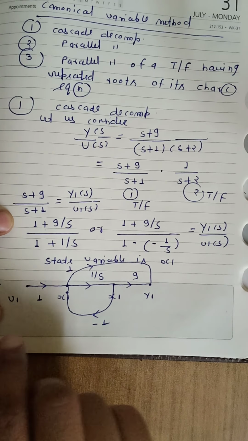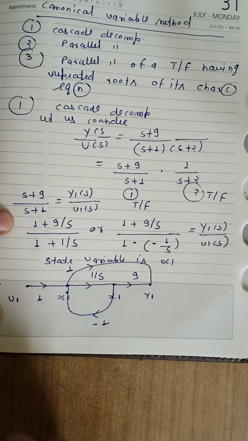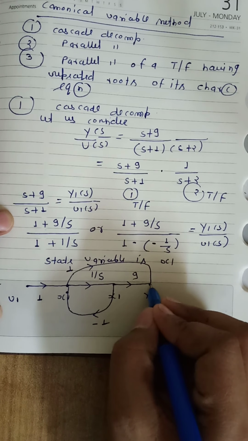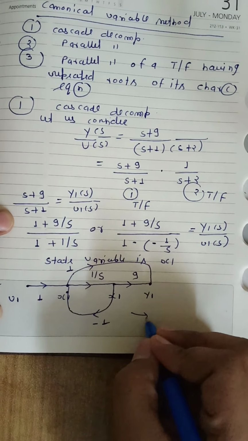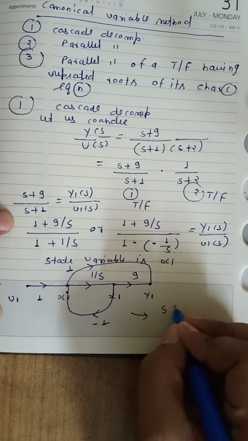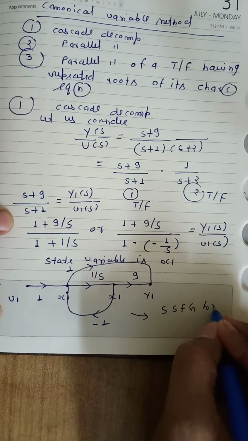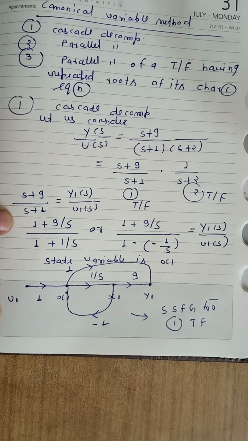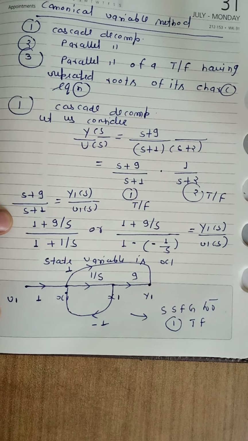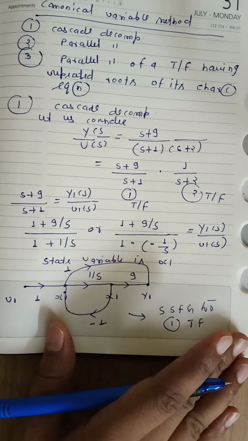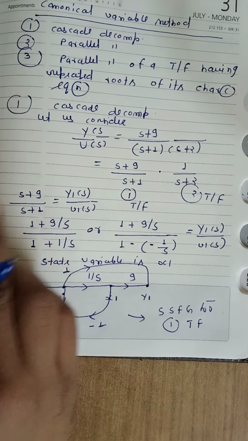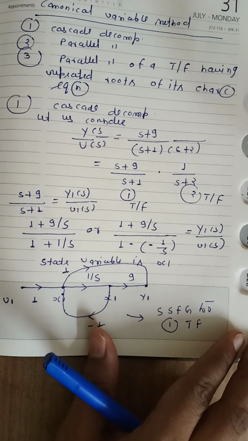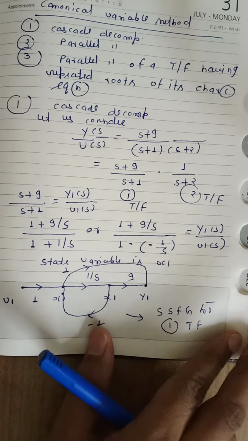Similarly, we can draw the state signal flow graph for the second transfer function. This is the state signal flow graph for the first transfer function. Now let us see the state signal flow graph for the second transfer function. My second transfer function is 1 over s plus 2.